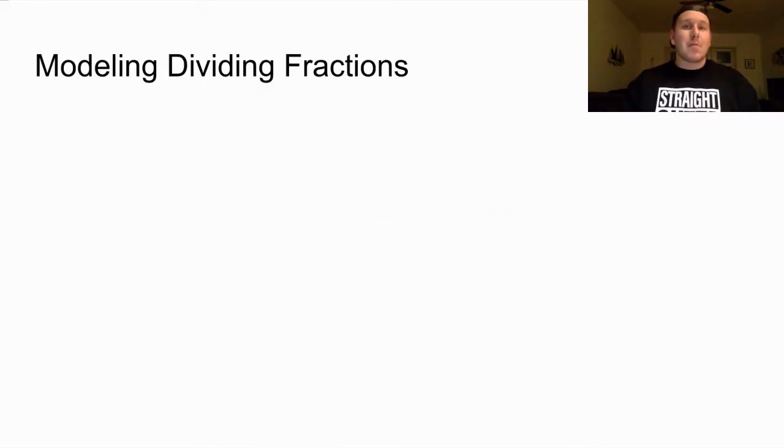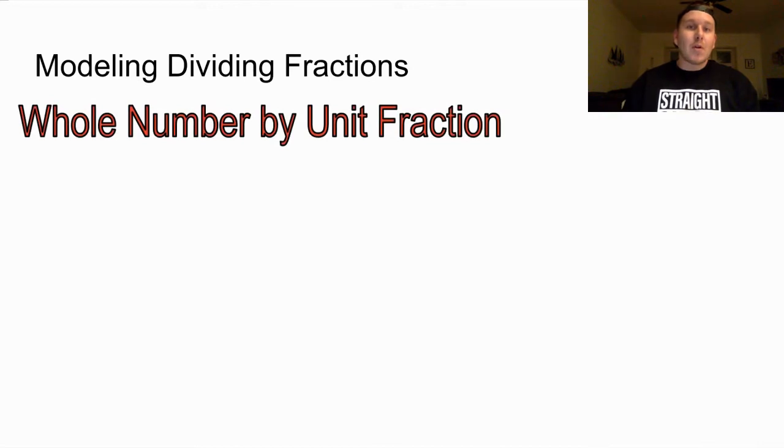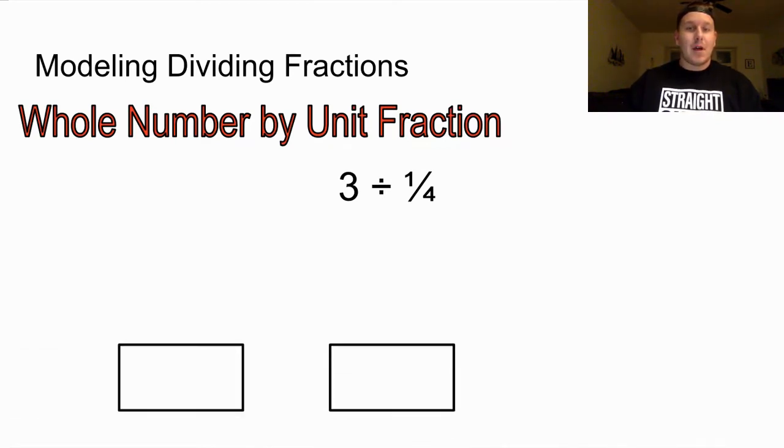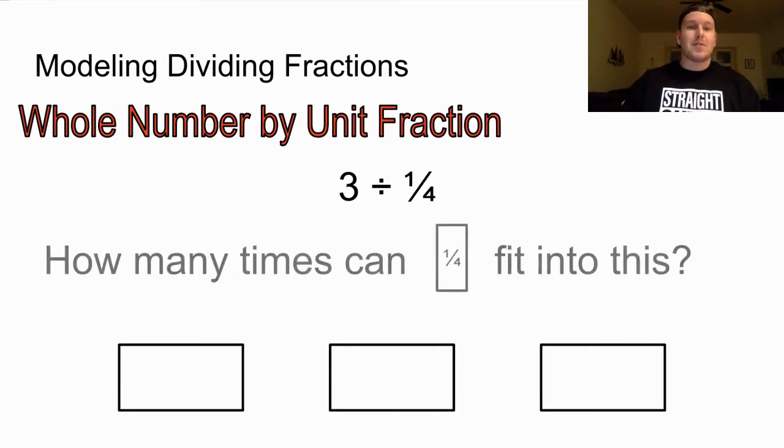The first way we're going to model dividing fractions is by doing whole number by unit fraction. So we've got an expression here, 3 divided by 1/4. To represent the whole number, we're going to have 3 rectangles. I think we can all agree that this would represent 3 wholes. Now, the question we need to ask ourselves is, how many times can 1/4 fit into this? That's really all division ever is. How many times can something fit into something else? So 1/4 is a very small fraction, and I think 1/4 can fit into 3 several times.